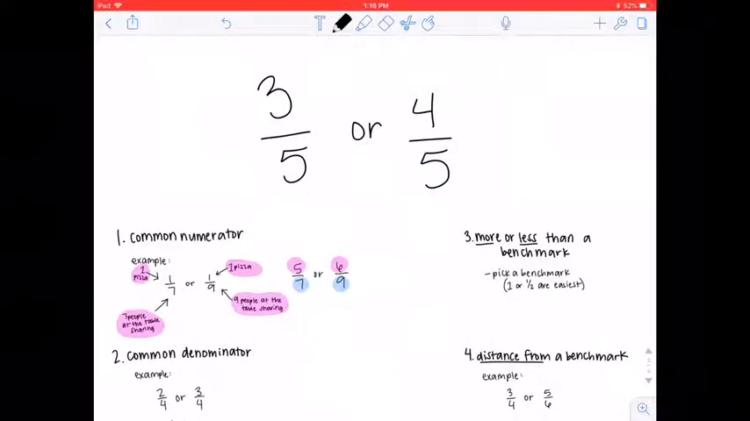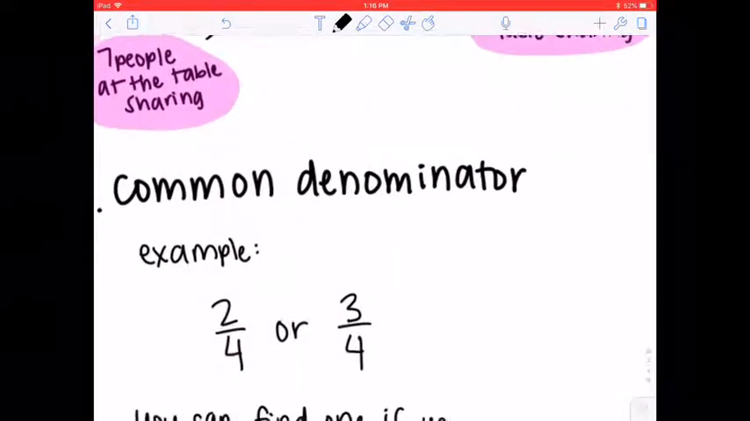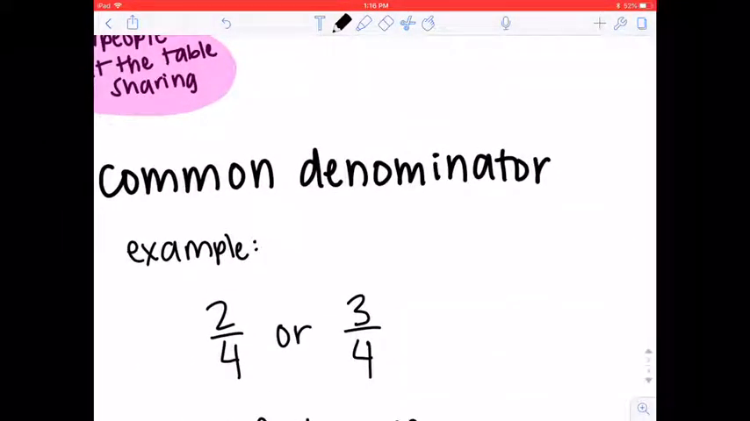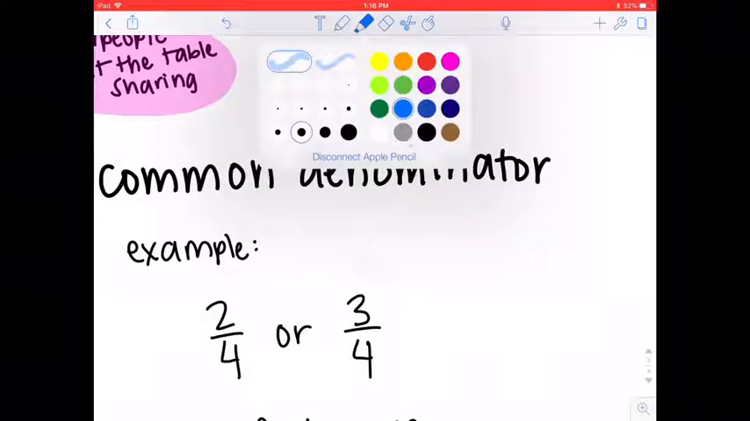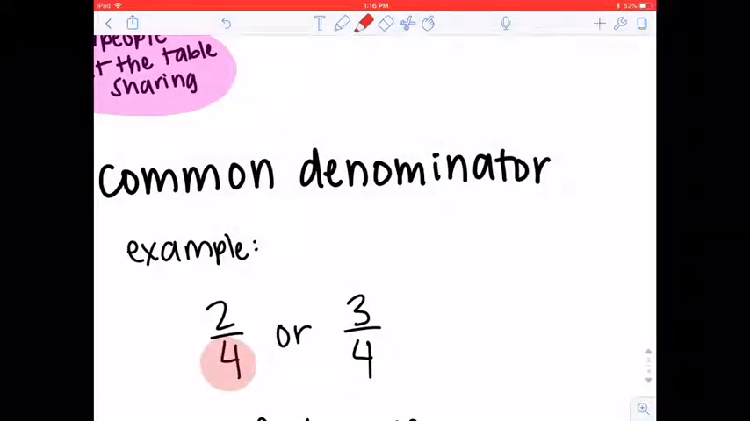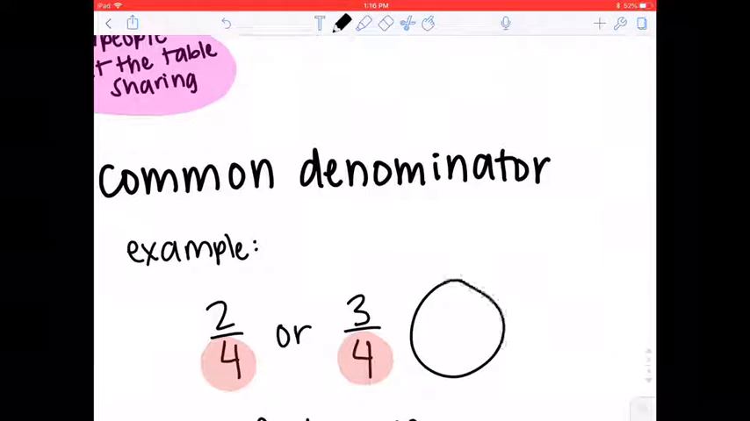And you can just ignore what just popped up. It was an accident. So the common denominator is where we're looking at the bottom number to see if it's the same. And if the bottom number is the same, if you're looking at your notes, you can compare the top and see which one's bigger.